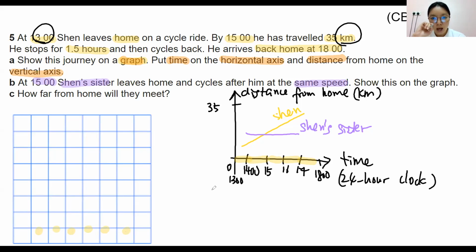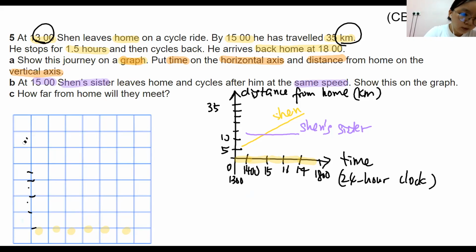And then I'm looking at my distance from home then. 35. If I put 10, then it is a bit too small, yeah? So what to do if I want to fit into the graph? I want to put 7. Is it enough? 1, 2, 3, 4, 5, 6, 7. Okay, just nice. So I'll put one box representing 5 and then all the way to 37. I need 7 boxes there.